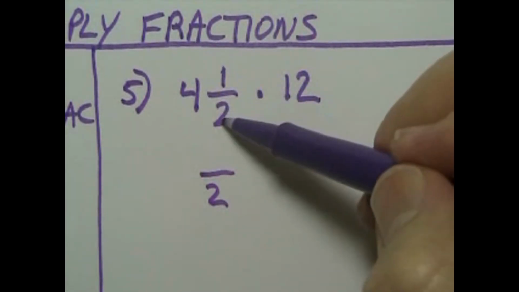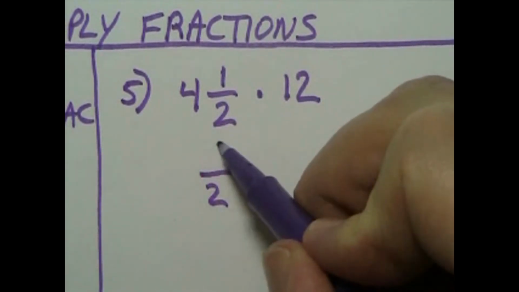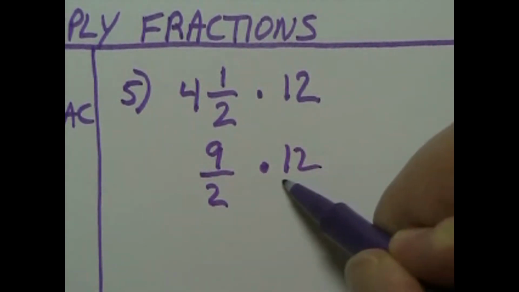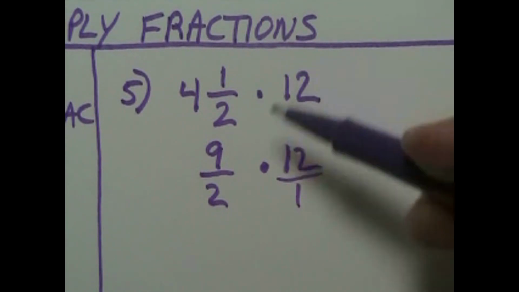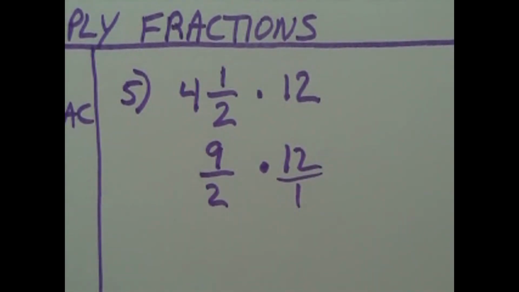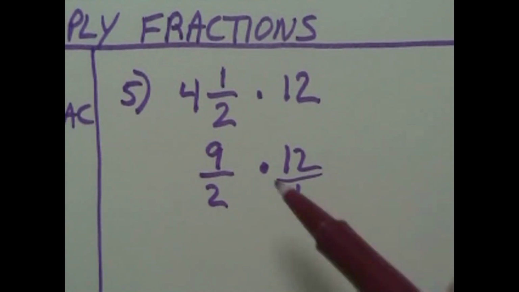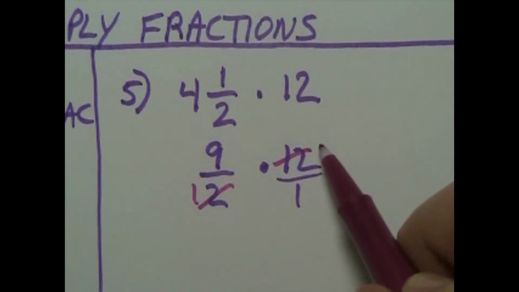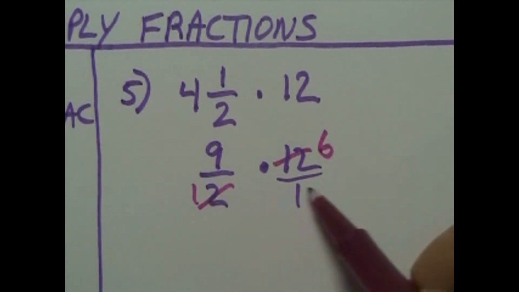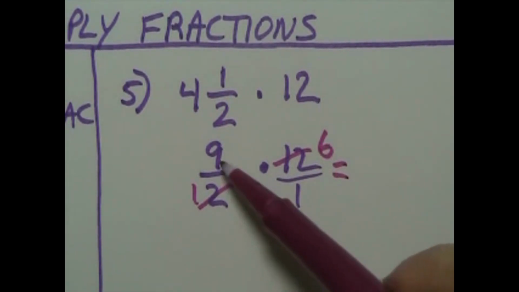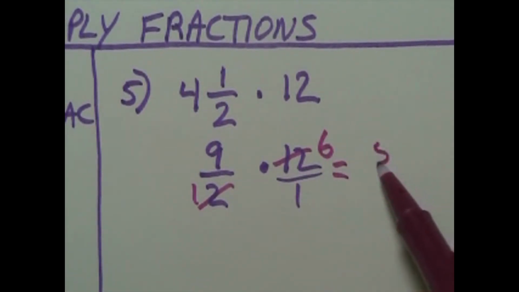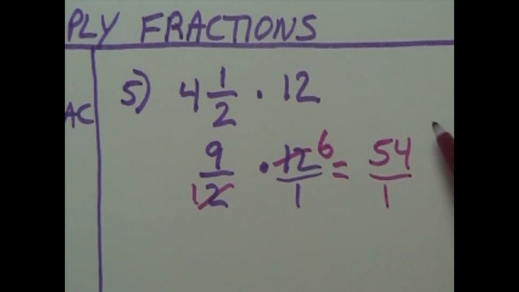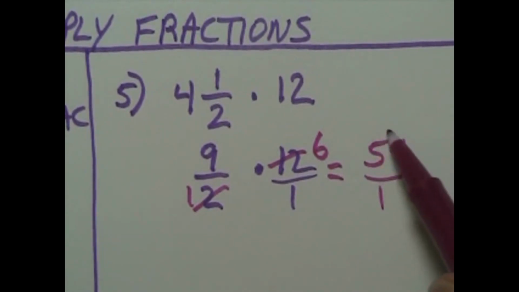Denominator's 2. 2 times 4 is 8, plus 1 makes 9. So this is the same thing as 9 halves, times 12, and we'll just put a 1 under that. So now we have fractions. And we can reduce, because 2 goes into 12. 2 goes in there once. 2 goes into 12 6 times. And that's it. So what do we have? On top we have 9 times 6. That's 54. And on the bottom, 1 times 1. So it's just 54. 54 is our answer.